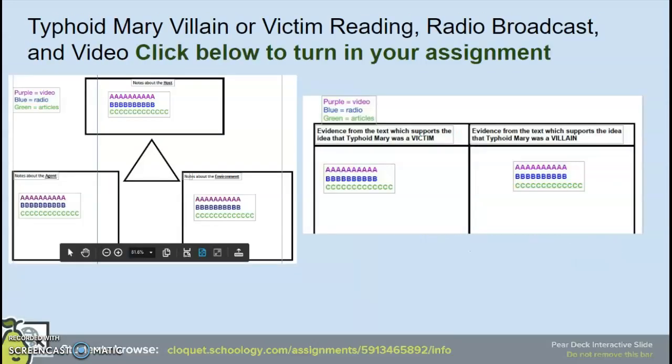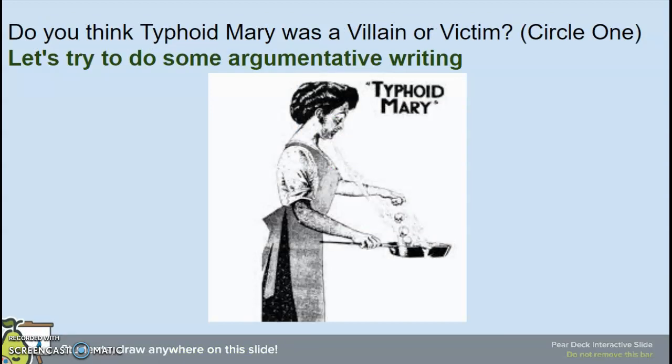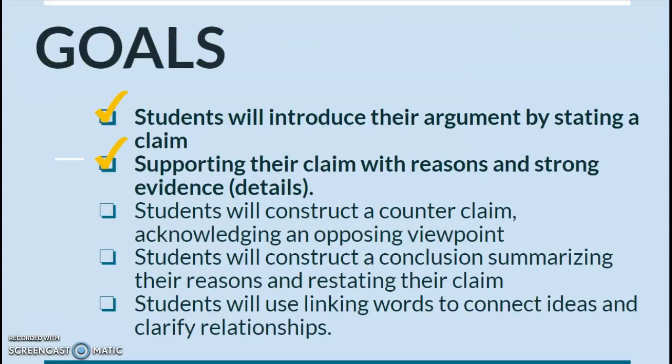Then when you get to slide 7, you are going to hand both of these in. So here on slide 7, you should be able to open up the link and then get to the assignment on Schoology, where you're going to submit both of these things. And then here, just take a minute. Do you think Typhoid Mary was a villain or a victim? You're going to circle one of those things and move on to the next slide. So you're going to do some argumentative writing. Your goals are you are going to introduce your argument by stating a claim.